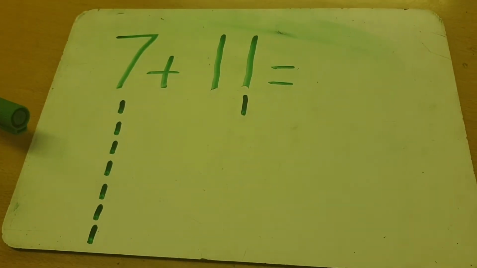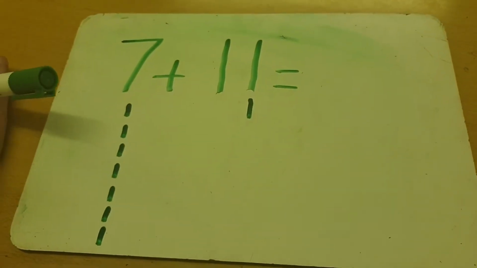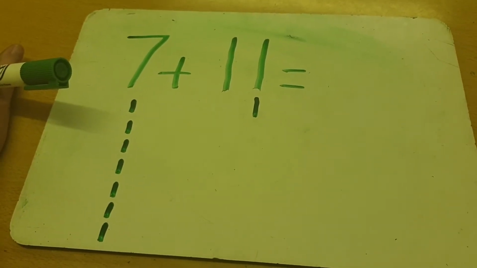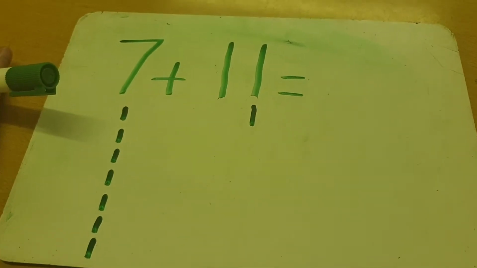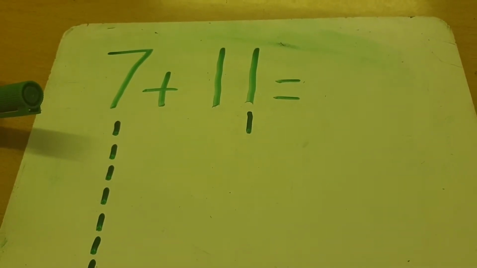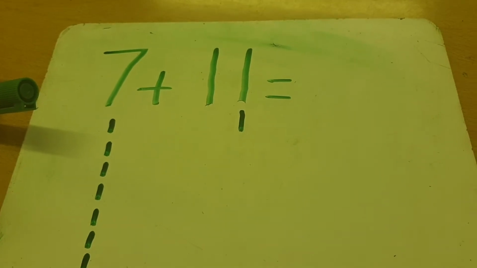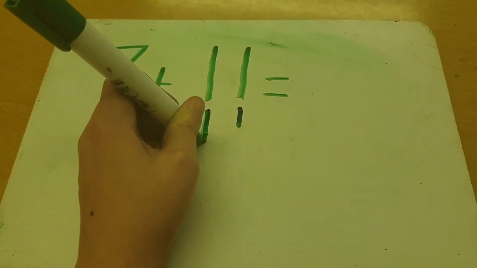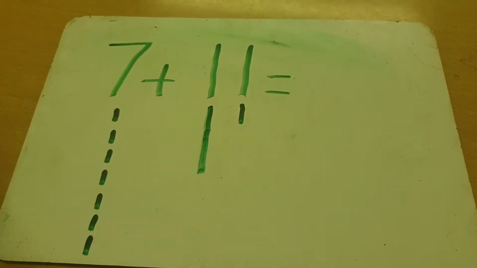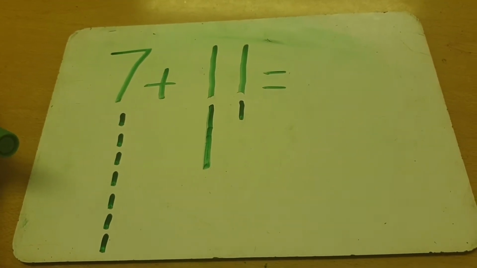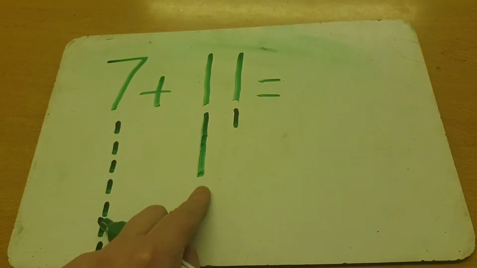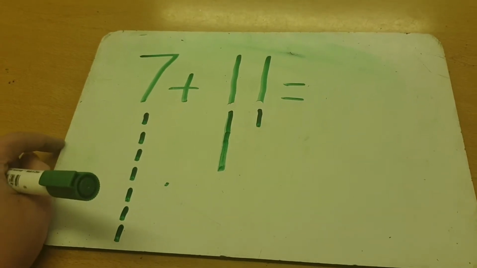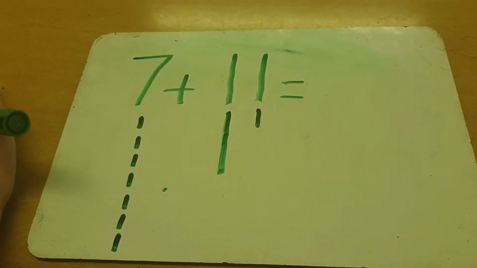Now then, as you know, I've got a 2-digit number in 11. So that means I'm going to have some tens. So how many tens are in the number 11? Have a look at the number. Excellent. There's 1 ten in 11. So I'm going to draw 1 longer line just like that, so I know that that's a 10. So I've got 1 ten and 1 one in the number 11, and I've only got 7 ones in 7 because it's a 1-digit number.